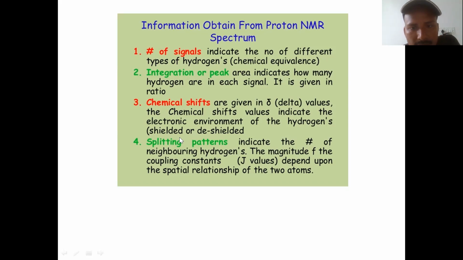We will define all these points with an NMR spectrum. Splitting patterns indicate the number of neighboring hydrogens. The magnitude of the coupling constant depends upon the spatial relationship of two atoms. So this is the splitting pattern.